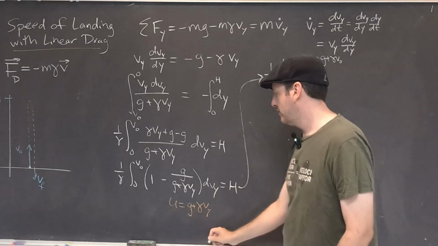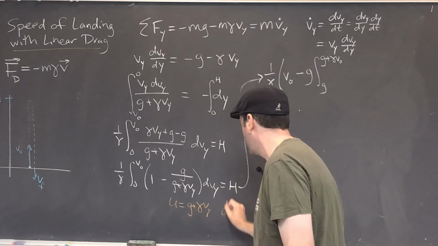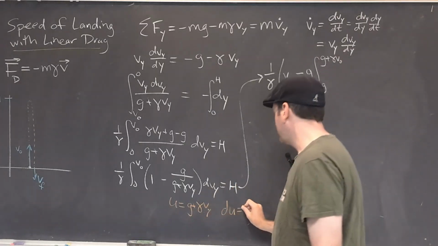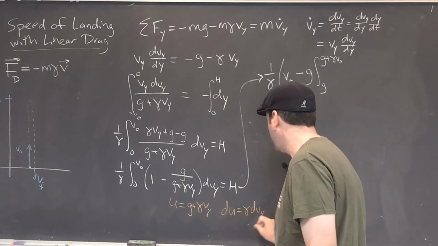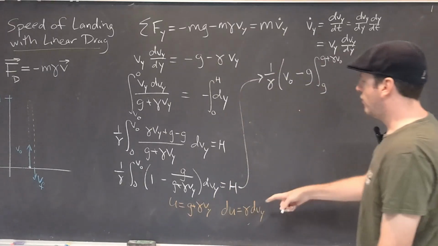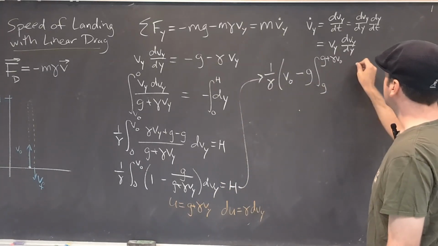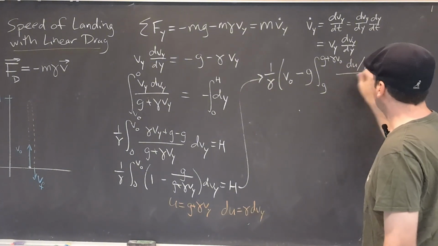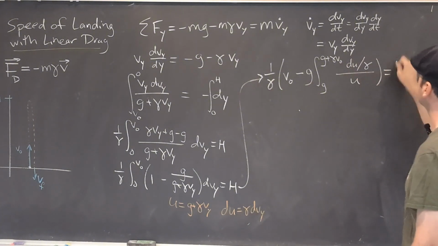And notice also we have to change our Jacobian, or we have to introduce a Jacobian. du is going to be gamma times dvy. So my dvy term will have another 1 over gamma in it. So I'll have, let's write it as du over gamma all over u, and this equals h.